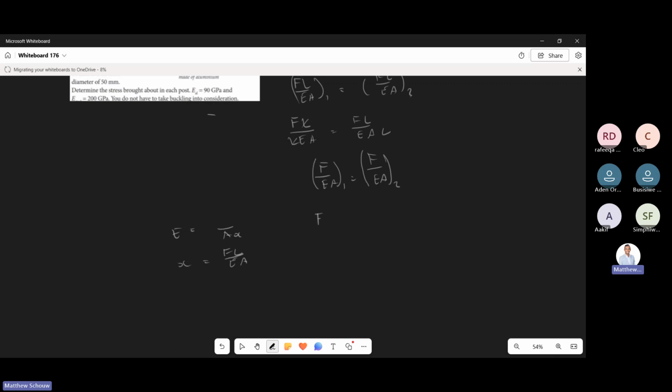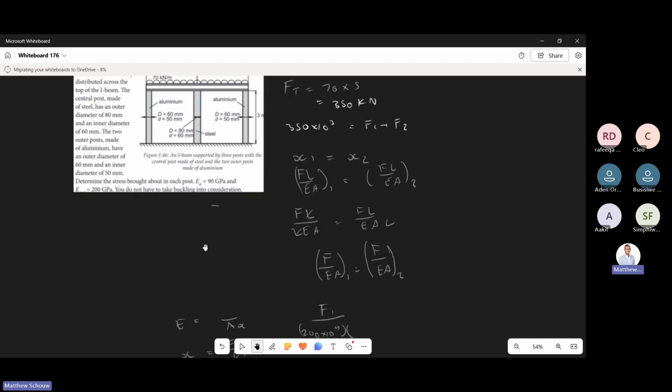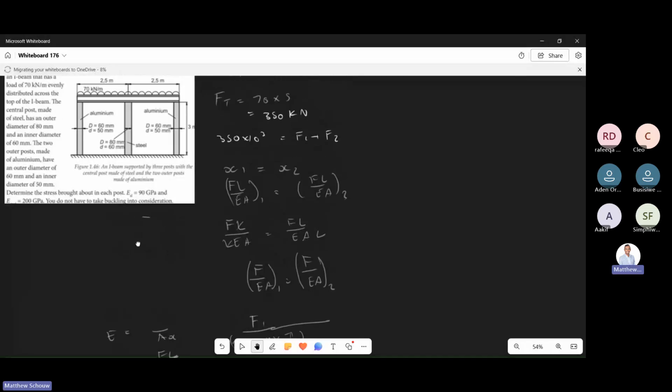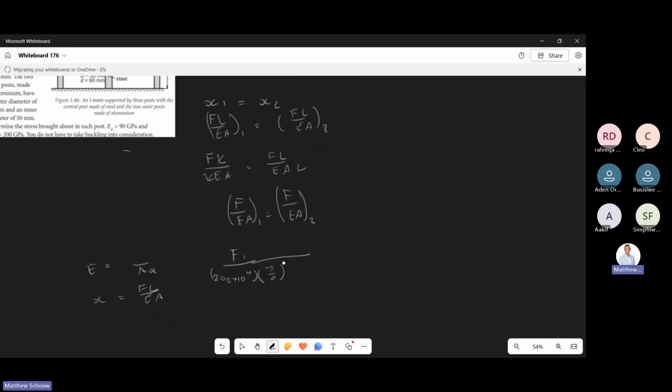So F1 will be 200 GPa, and you're going to times that by the area of the steel. And that's going to be pi over 4, what is it again, 80 and 60. So that's going to be 0.08 squared minus 0.06 squared. Remember, we're dealing with a hollow section. You know, there's a hole in the middle.